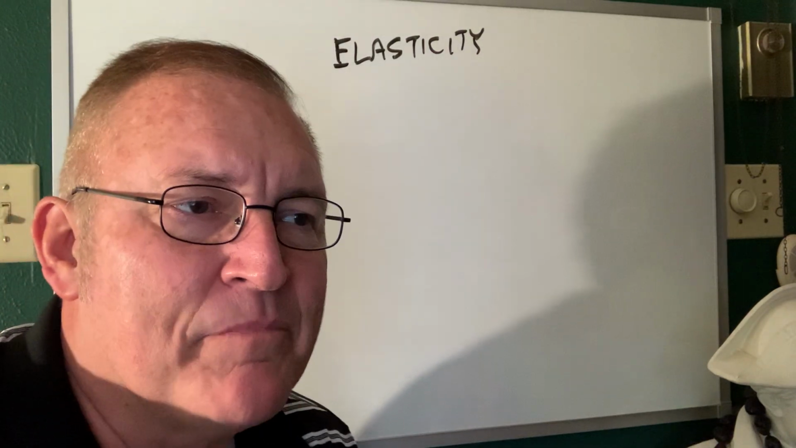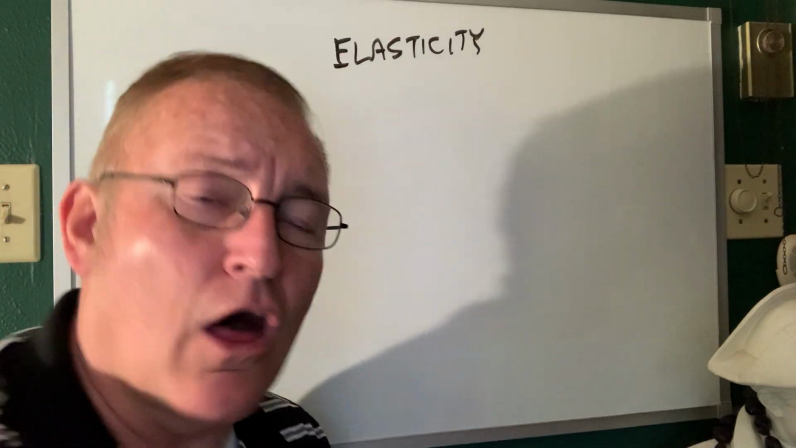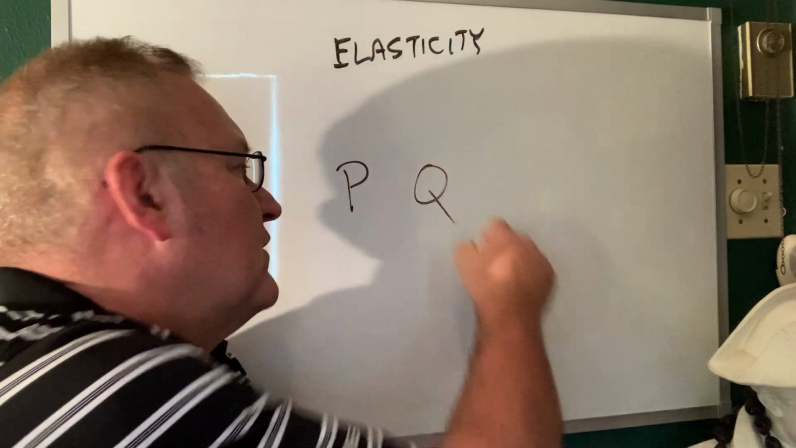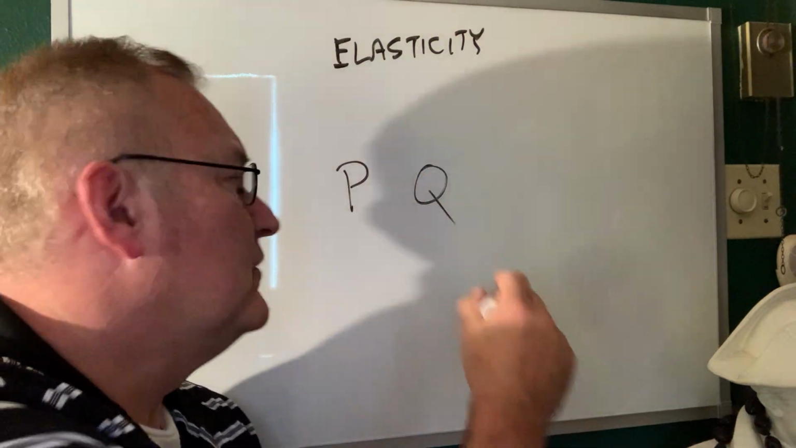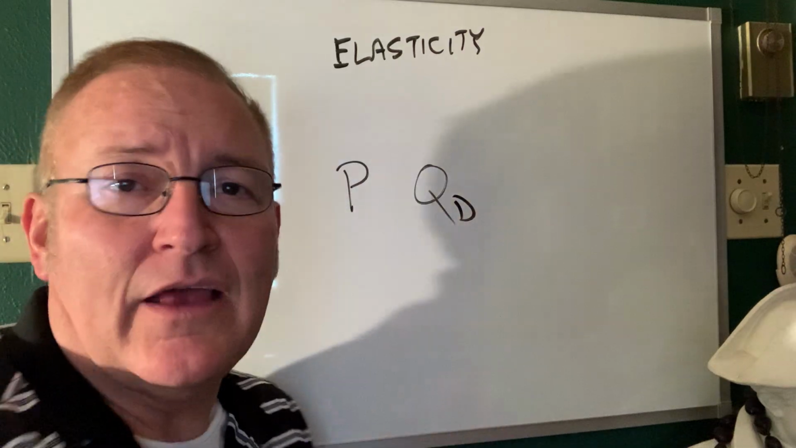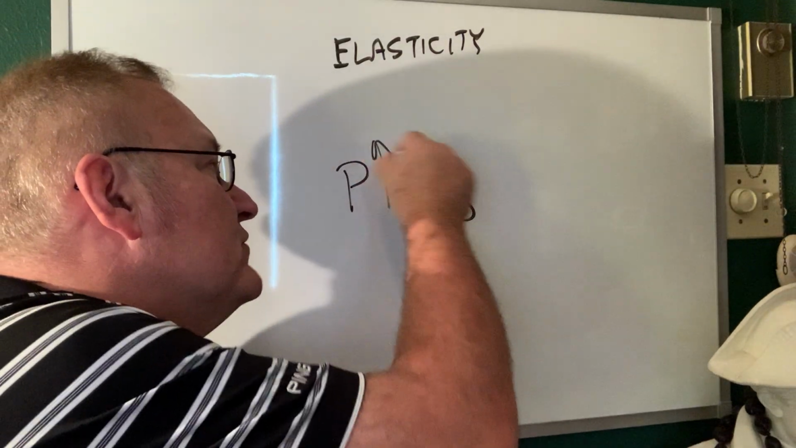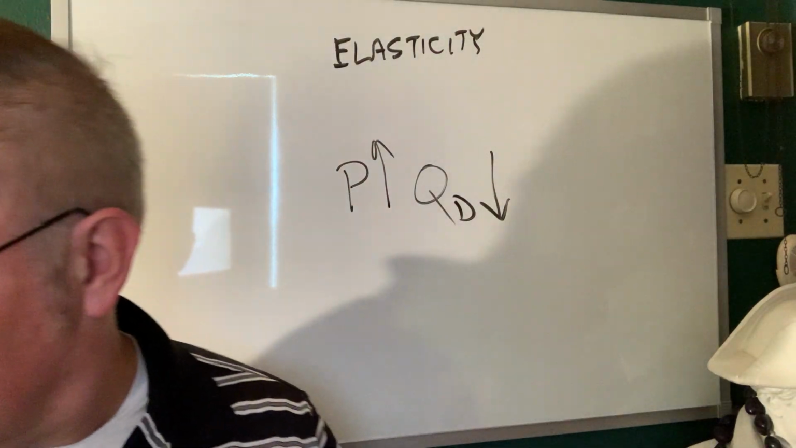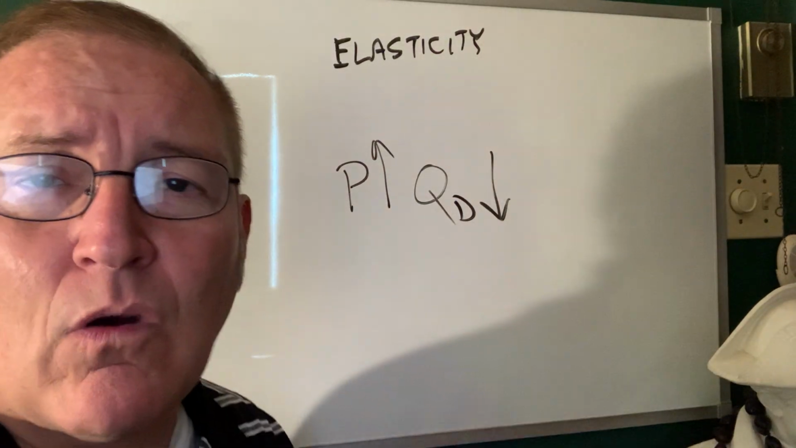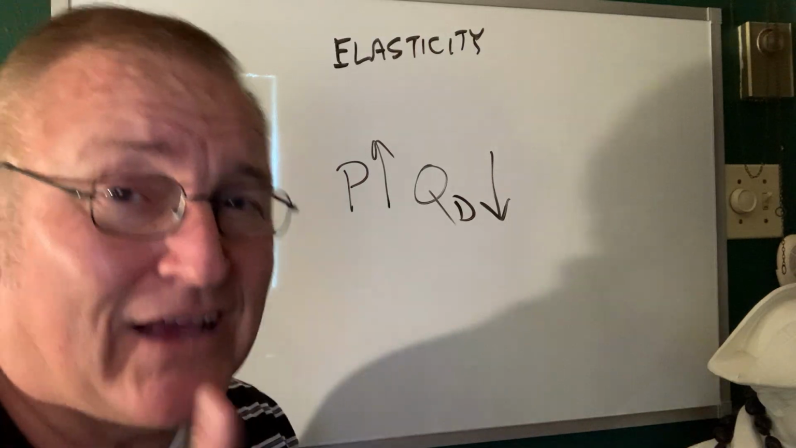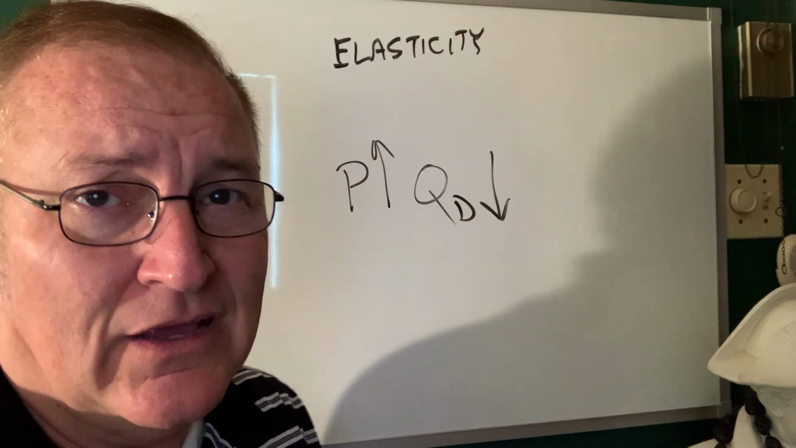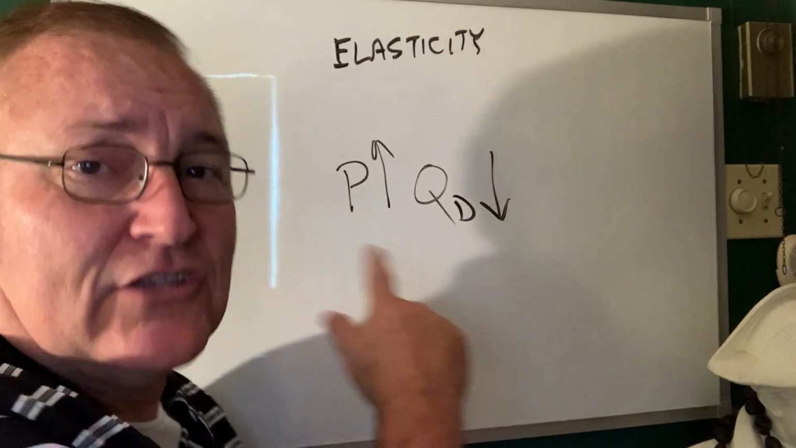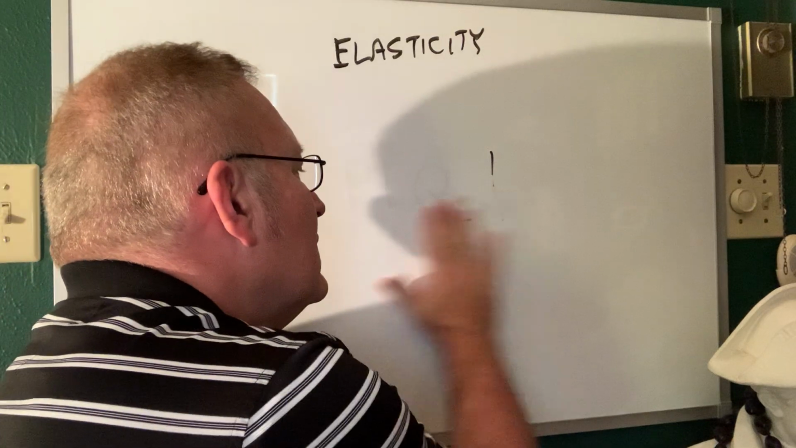So for example, in an earlier video we talked about the law of demand. What did the law of demand tell us? Well, the law of demand told us that there's an inverse relationship between price and the quantity demanded, right? So if the price goes up, the quantity demanded goes down. But what the law of demand doesn't tell us is how much the quantity demanded goes down. That is where elasticity comes in.